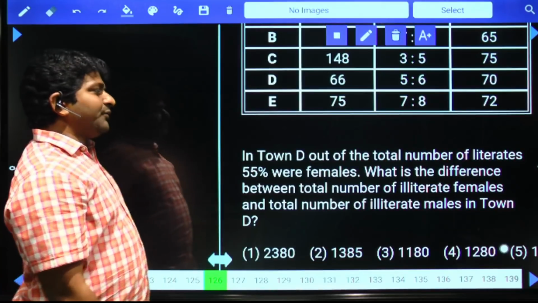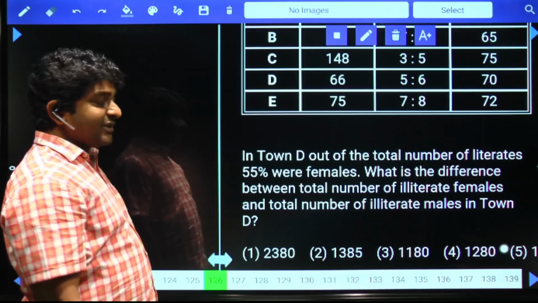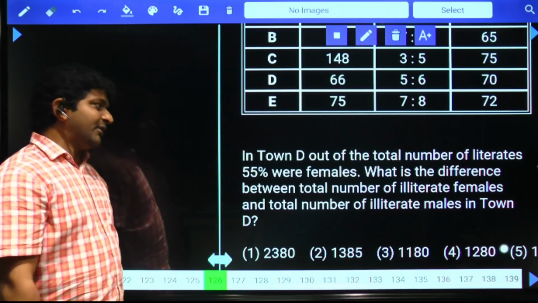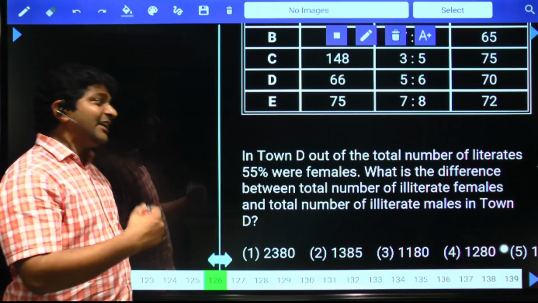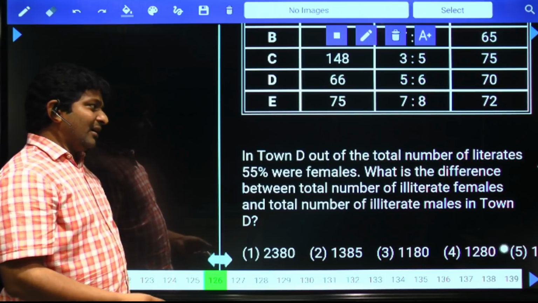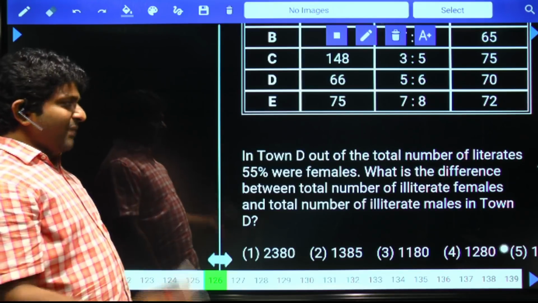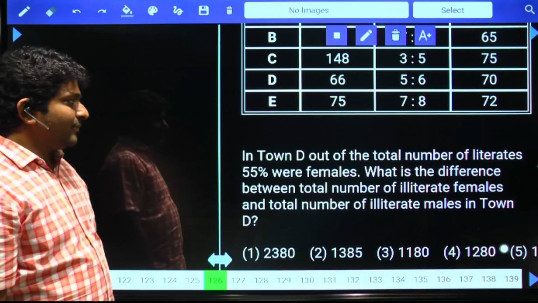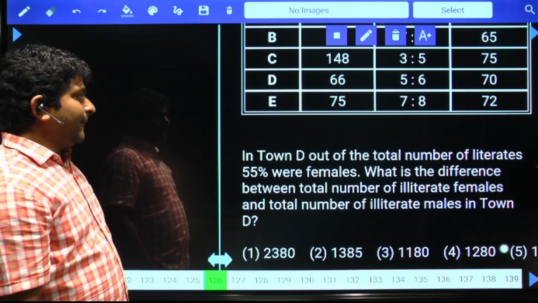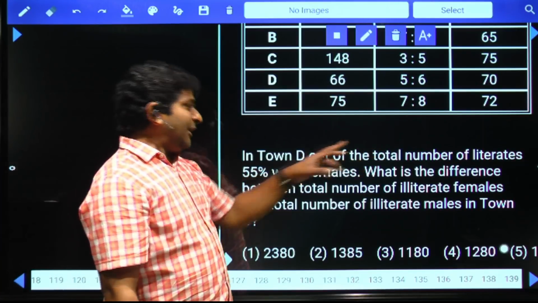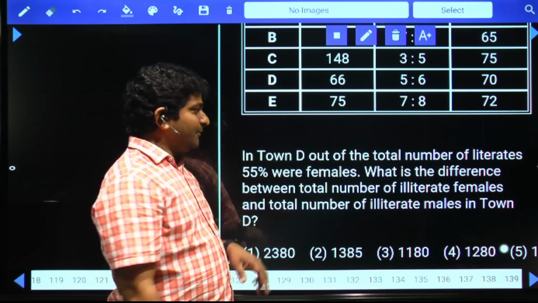In town D, out of total number of literates, 55% are female. What is the difference between total number of illiterate female and total number of illiterate male in the town? Okay. Now, out of total literates, 55% are female.